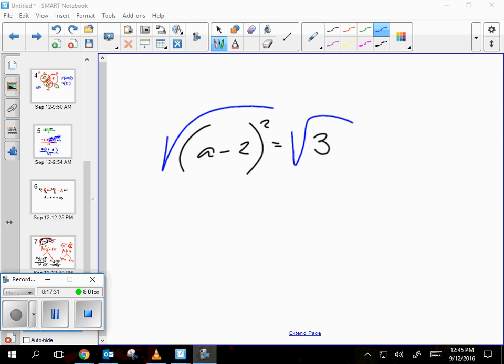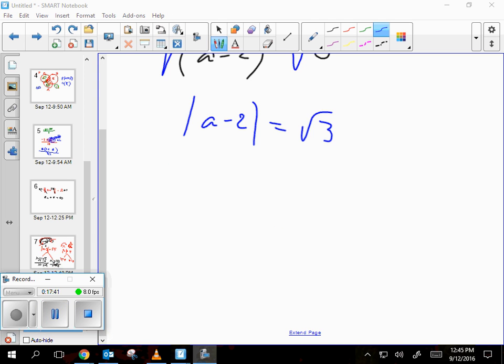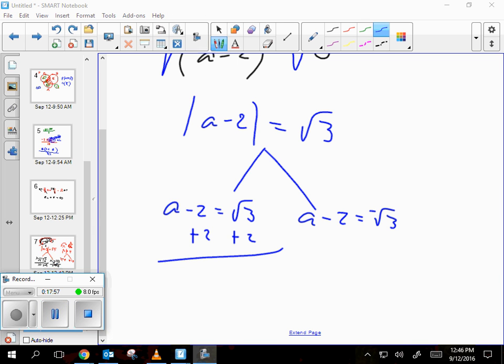So, all right, absolute value of a minus 2 equals square root of 3. Did you get the absolute value in there? I hope you did. All right, then you split this into two things. A minus 2 is square root of 3, and a minus 2 is square root of 3. But I can't do the exact same thing twice. Put a negative on that one. That's the only difference between the two. Then you go through and finish by adding 2 to both sides.